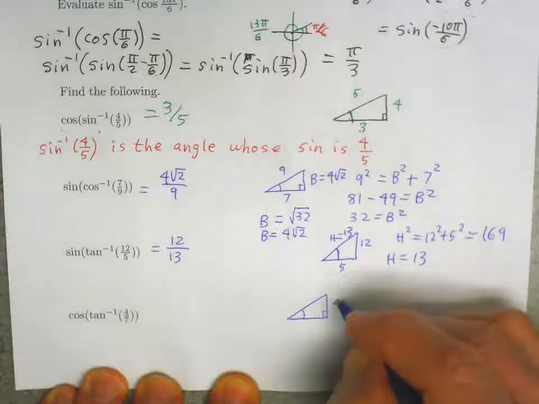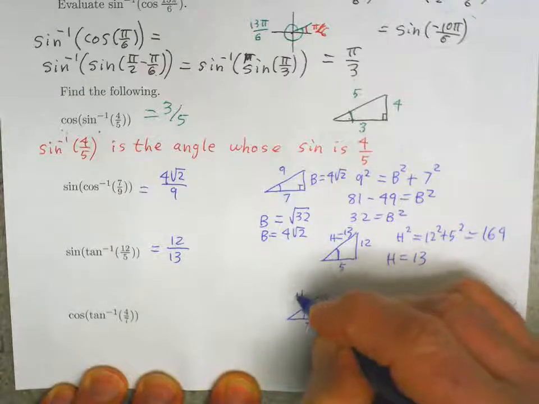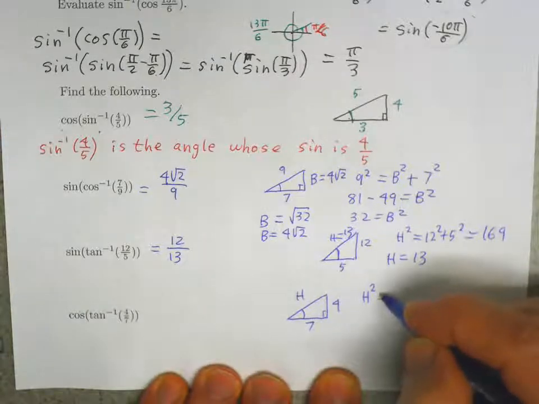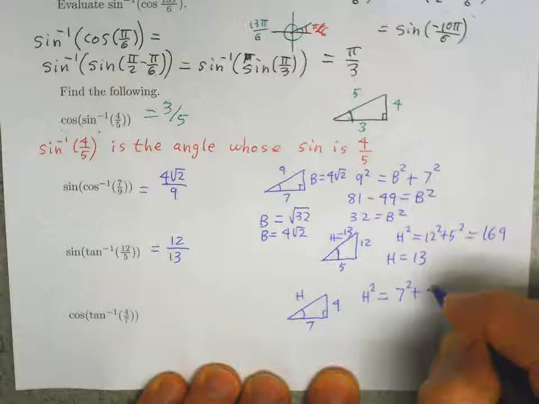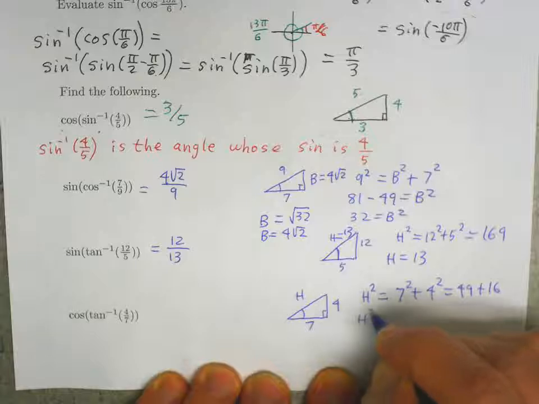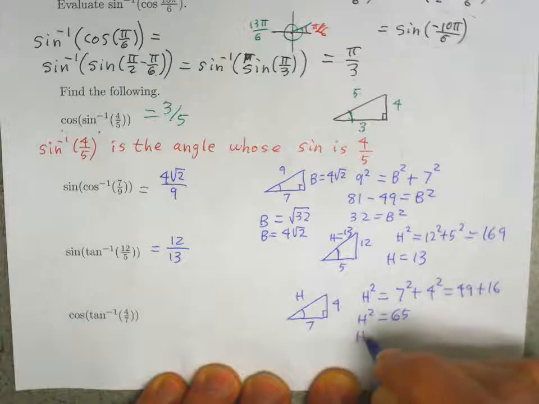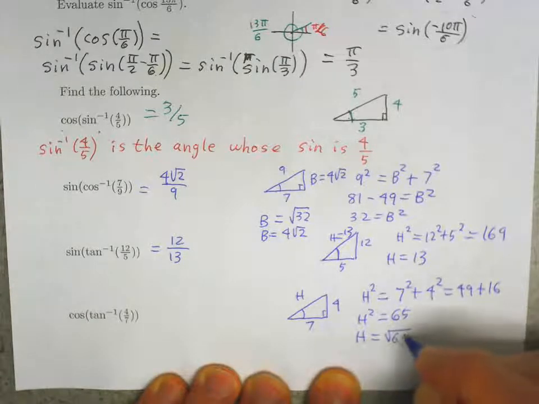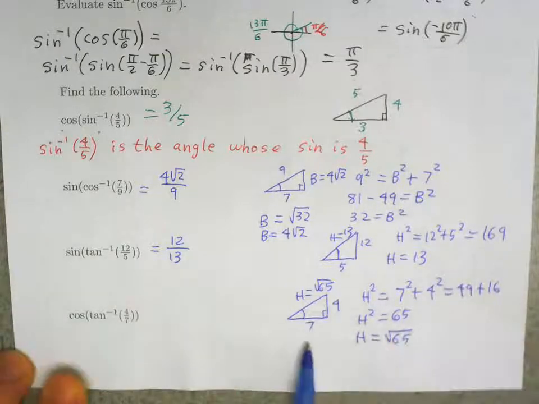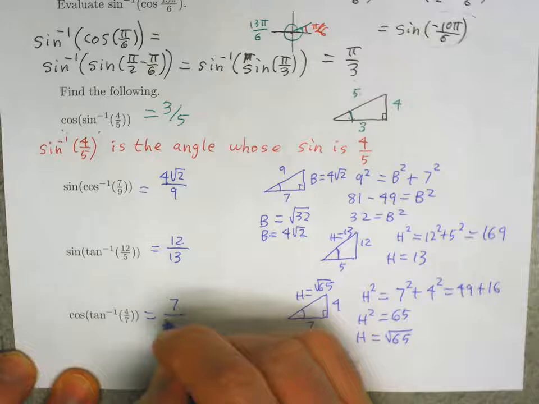If the tangent is 4/7, the opposite side is 4, the adjacent side is 7, and we need to find the hypotenuse again, and we can do that using the Pythagorean Theorem. H squared equals 7 squared plus 4 squared, or 49 plus 16, and 49 plus 16 is 65. So h equals the positive square root of 65. And so the cosine of that angle is adjacent over hypotenuse, 7 over the square root of 65.